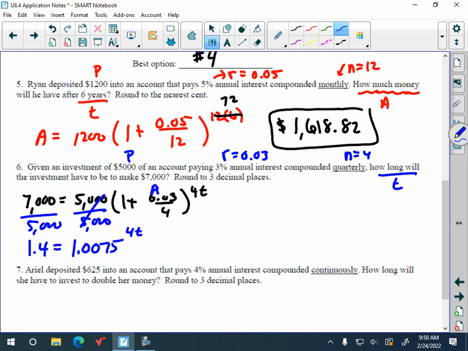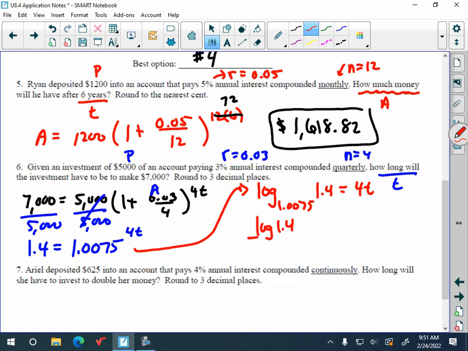All right. Now we're going to change it to a log. So 1.0075 is our base. That's the subscript. So log with the base 1.0075 of 1.4 equals 4t. Now we can do the change of base, or if you can do the subscript in your calculator, it's going to be up to you how much more you have to write.